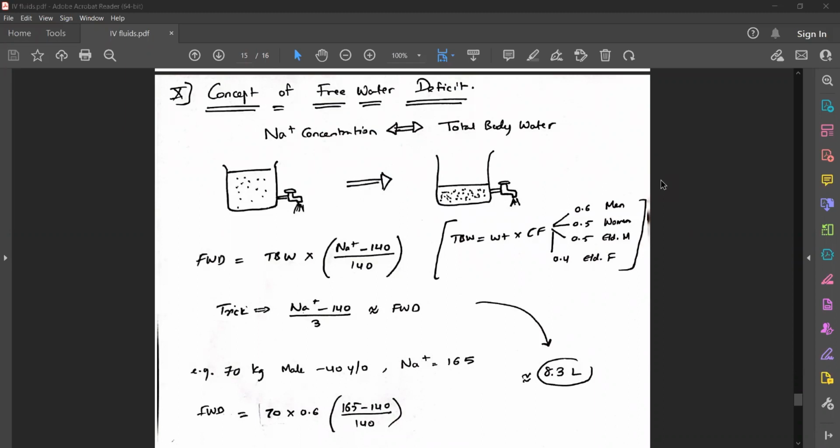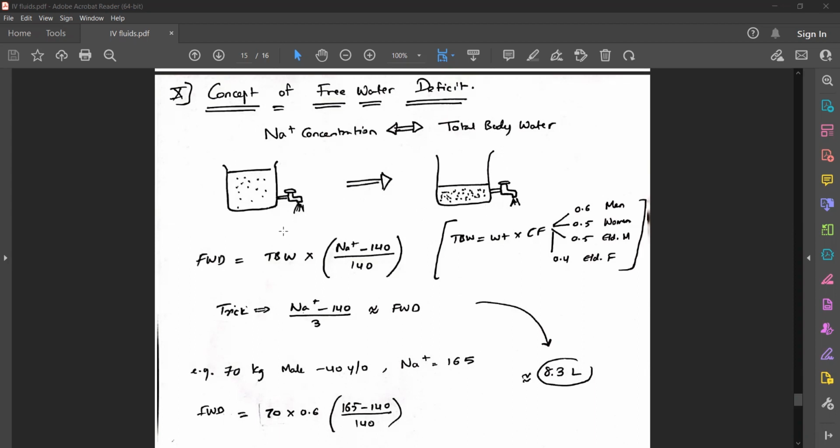Let's talk about another topic, the concept of free water deficit. Now, the sodium concentration of your plasma is an indirect surrogate for the total body water. What that means is the concentration of the sodium is not related to the sodium content. The content might be the same, but the concentration changes based on the free water in your body. So consider a tank which has salt dissolved in it, and you open the tap, which only allows free water to pass through it, and you will see that the concentration of sodium increases.